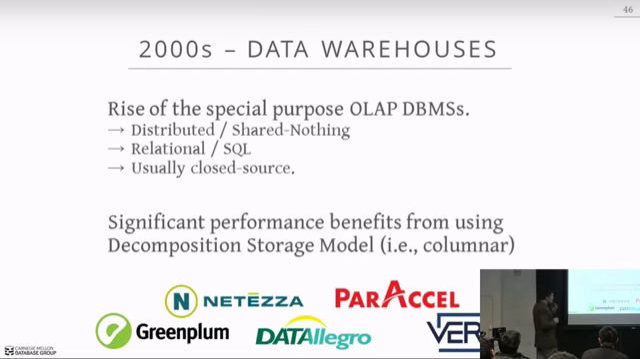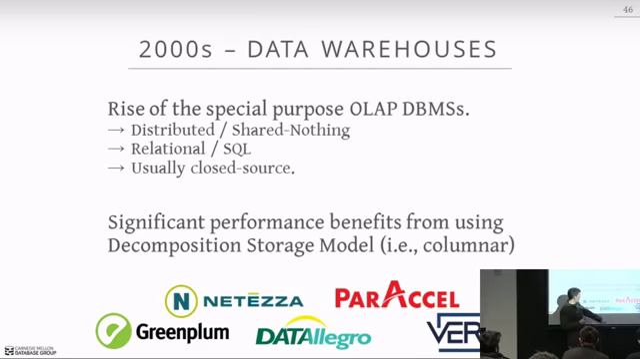Netezza is probably a bit earlier than what I would consider the group for these guys, but it was an FPGA-based system that IBM bought. Of all of these, the only one that I think was truly novel and really groundbreaking was Vertica. But all these guys have been bought. Netezza got bought by IBM. ParAccel got bought by Actian, which is the version of Ingres. Vertica got bought by HP.